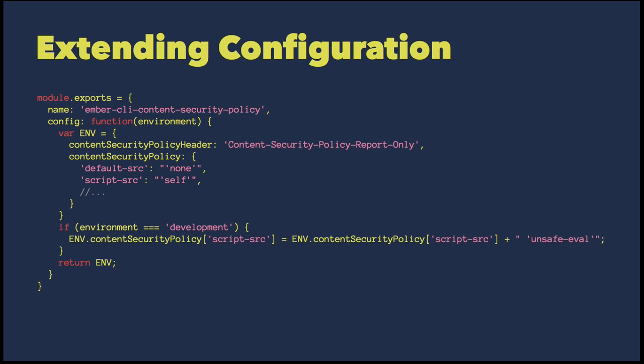So this is from Ember CLI content security policy. And this basically sticks into the environment a default set of CSP headers. And if it's in dev mode, then it adds unsafe eval so that live reload and things like that work. So that's modifying configuration environment.